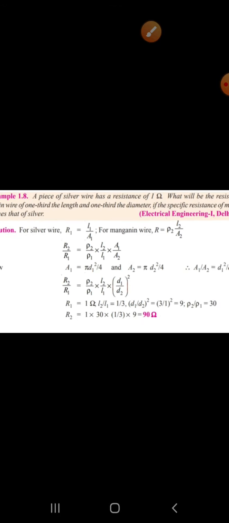And we know that for cross-sectional area calculation, suppose I want to calculate the cross-sectional area A1. So A1 will be pi d1 square by 4, and similarly the cross-sectional area of manganese, that is A2, will be pi d2 square by 4. Taking the ratio of A1 to A2, A1 divided by A2 will be the same as d1 square by d2 square.